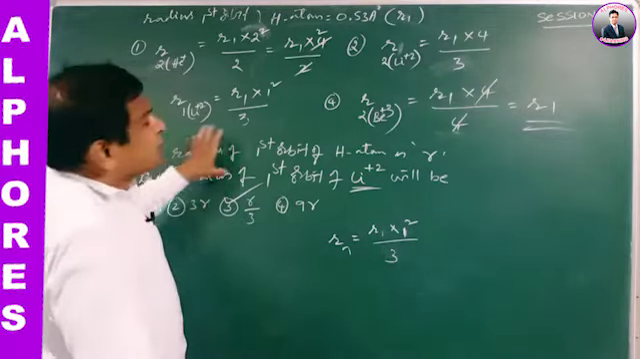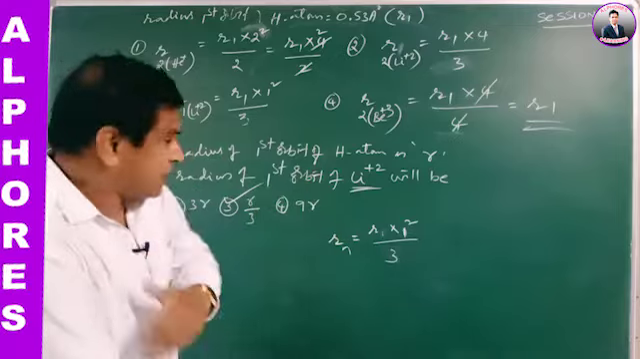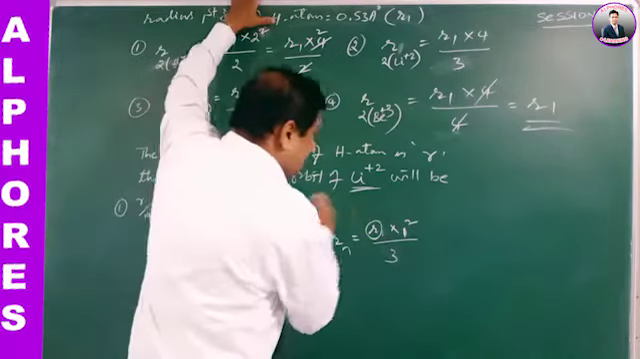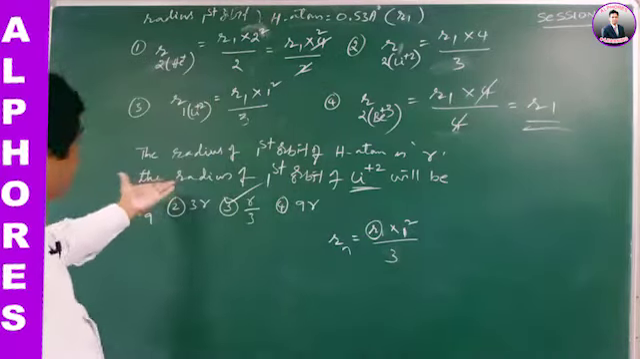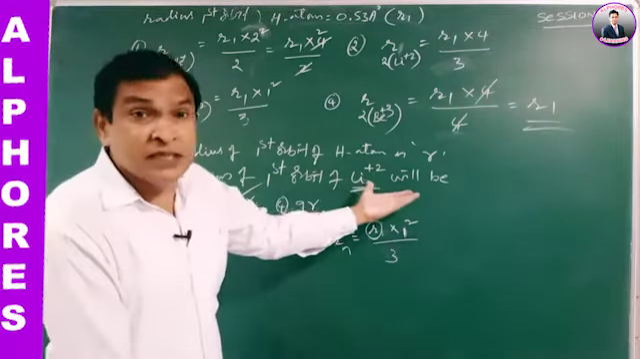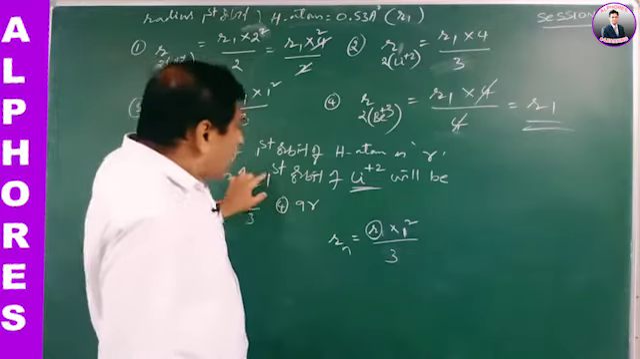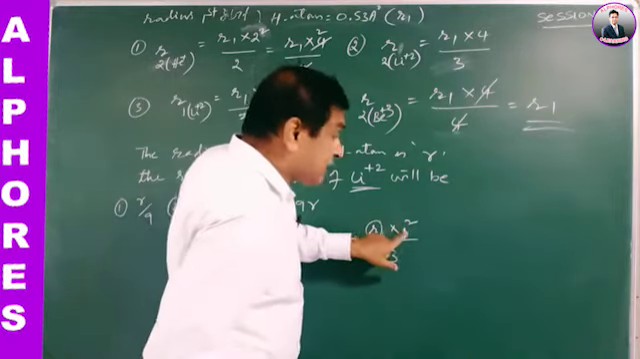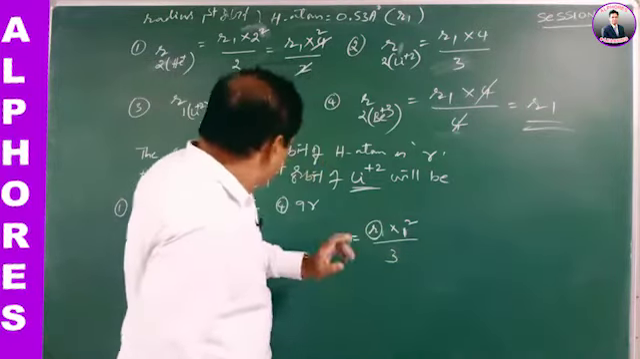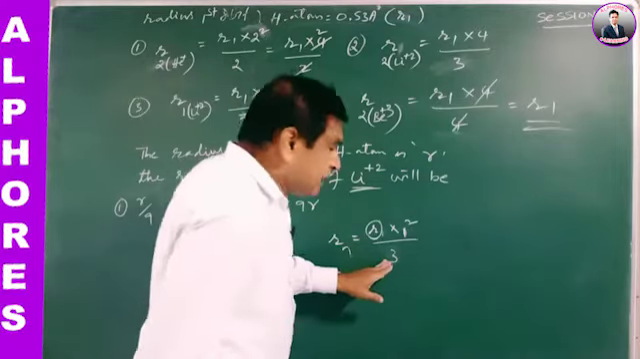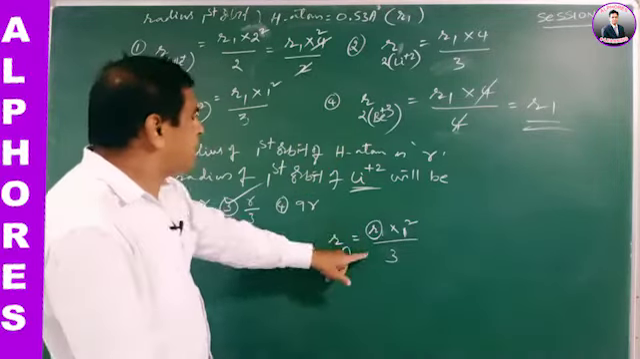The radius of the first orbit of hydrogen atom is r. What is the radius of the first orbit of lithium plus 2? First orbit means n is 1. So therefore n square is 1 square by lithium atomic number 3. So it is r by 3.